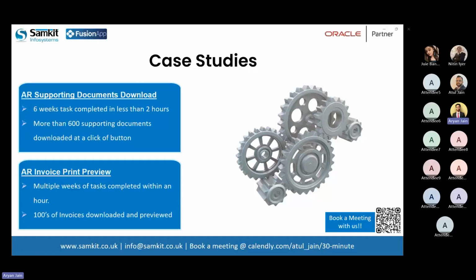This is where our tools come into picture. As mentioned, today we'll be looking at AI-enabled business process automation. This category includes AR supporting documents download and AR invoice print preview. With supporting documents download, you can easily download attachments. It supports multiple document formats, and since all attachments are downloaded to your system, it's very secure. Using AR Invoice Print Preview enables you to download invoices in bulk and preview them. We will look at each of these tools in more detail, and of course, Nitin would be showing you a live demo of these tools.